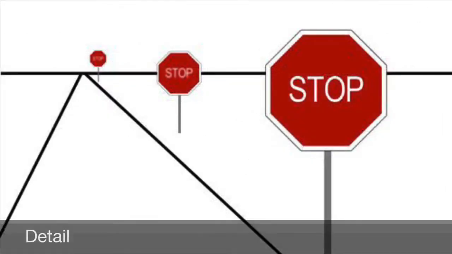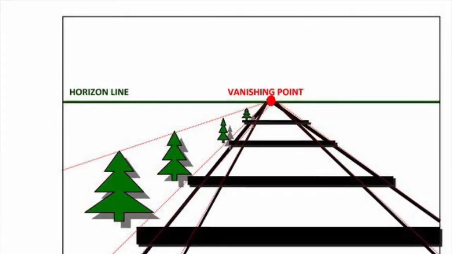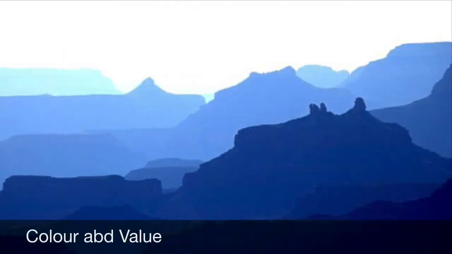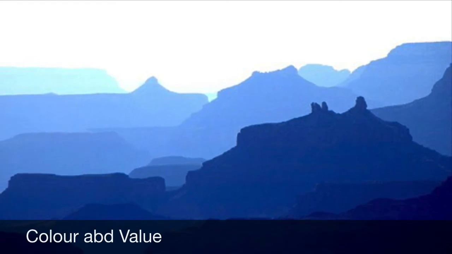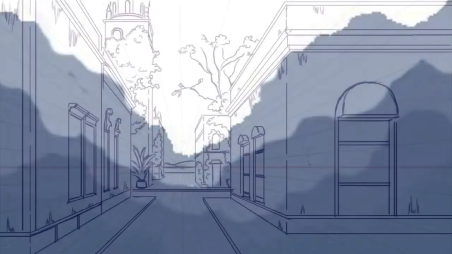Size: objects that are smaller will appear further away from the viewer. Detail: objects that are further away should have less detail than objects that are closer to the viewer. Color and value: objects that are further away are cooler in color temperature, while objects that are close are warmer. Objects that are further away are lighter in value, while objects that are closer are typically darker in value.